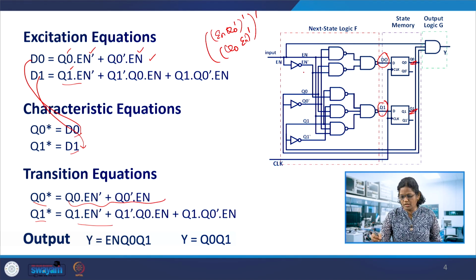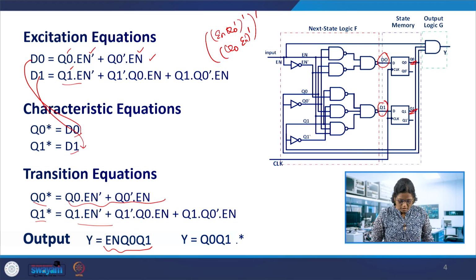Get the excitation equation, then the characteristic equation, and then the transition equations. What is that Q0 next state and Q1 next state, and then the output Y. This output Y is given by an AND gate, simply the output logic Y equal to enable into Q0 and Q1. So, this is the Q0 star and Q1 star.